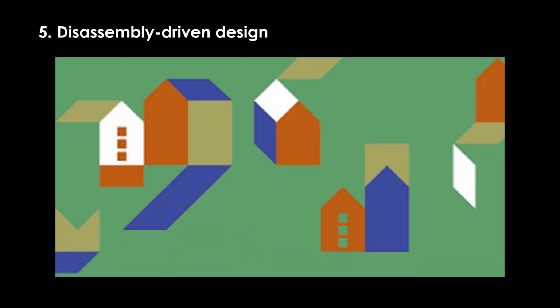So the final one is disassembly-driven design. This principle emphasizes creating products and structures that can be easily disassembled at the end of their life cycle. By designing for disassembly, we enable efficient recycling, repair, and reuse of components. Imagine buildings where individual parts can be separated without causing damage.